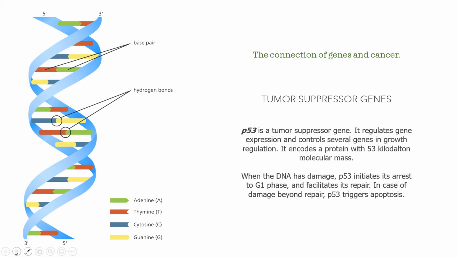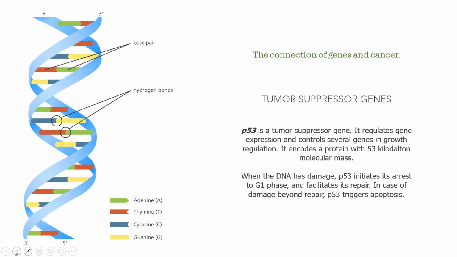Okay, so isa sa mga pinaka-common na mga genes when we talk about tumor suppressor genes is P53. Again, P53 is a tumor suppressor gene. And based from my readings, hindi lang naman siya nag-iisang tumor suppressor gene. Ang p53, though, is unique. It regulates gene expression and controls several genes in growth regulation. Again, nire-regulate niya yung gene expression, tapos kinokontrol niya yung ibang genes na involved sa growth regulation. It encodes a protein with 53 kilodalton molecular mass.